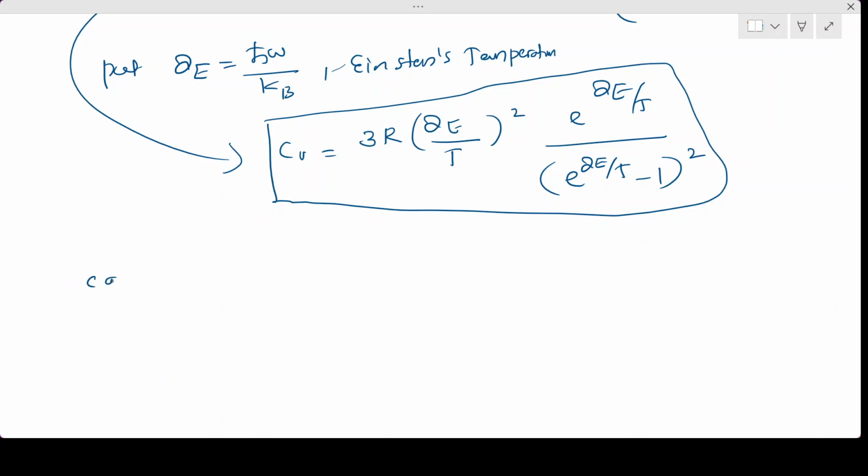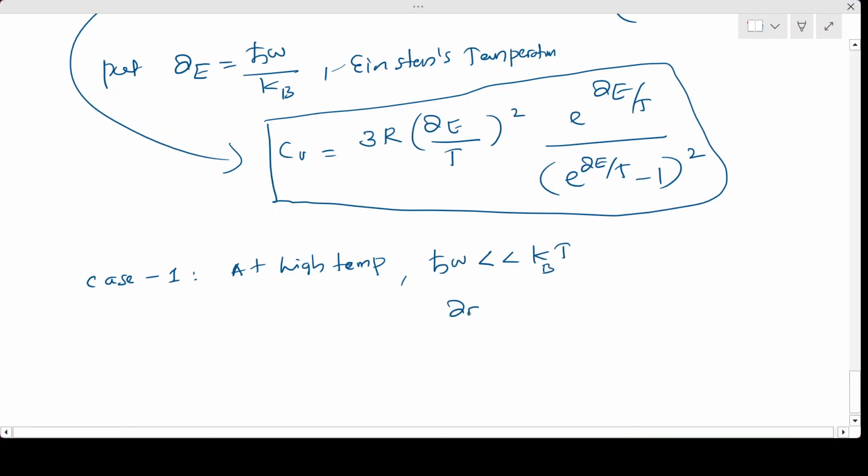Now in this case we'll address two particular cases. We have a case at high temperature, so we'll consider this equation at two different temperature cases. At high temperature, you consider that ħω will be very much less than kBT. And theta in that case is comparably low, where T is the applied temperature and theta is the Einstein temperature. So you can say that in that case theta E by T will be a very small value.